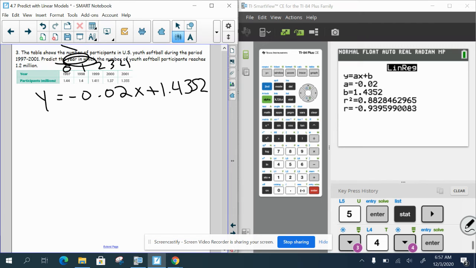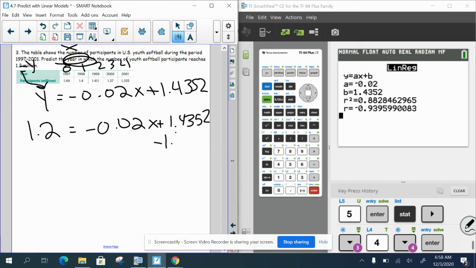So predict x in which the number of participants, the y, is equal to 1.2 million. So we're doing the opposite now. We're going to set the y equal to 1.2, and then we're going to solve for x. Okay, so solving for x, you would subtract over the 1.4352.